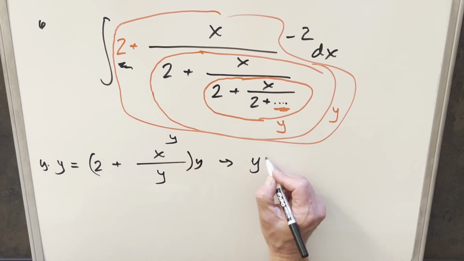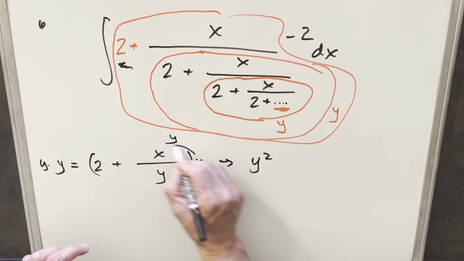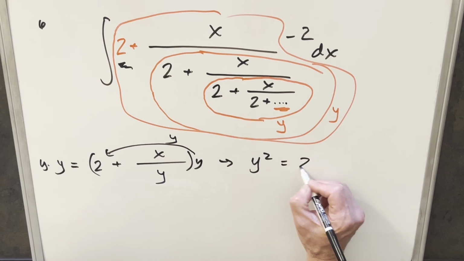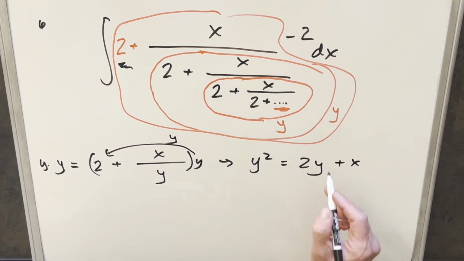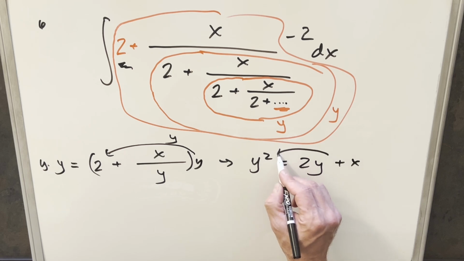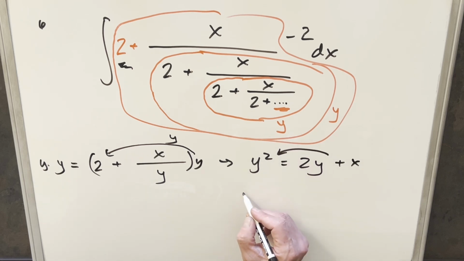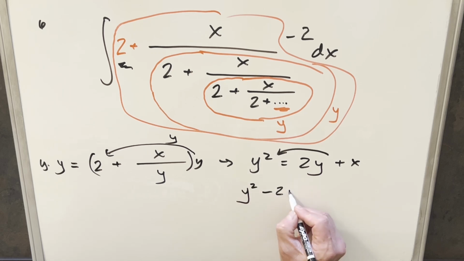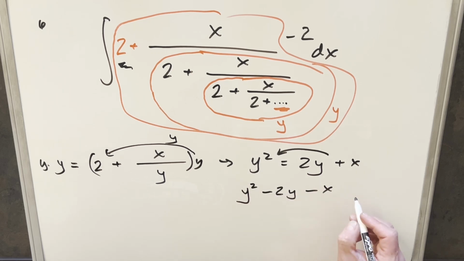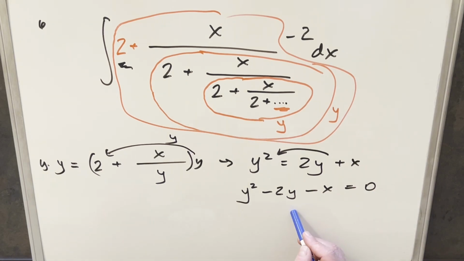We end up with y squared on the left. Multiplying in here, we end up with 2y. The y's cancel here, and we get a plus x. I want to get everything back on the left side so that I can make this into a quadratic in y. So we're going to have y squared minus 2y minus x equal to 0. From here, let's solve this using the quadratic formula.